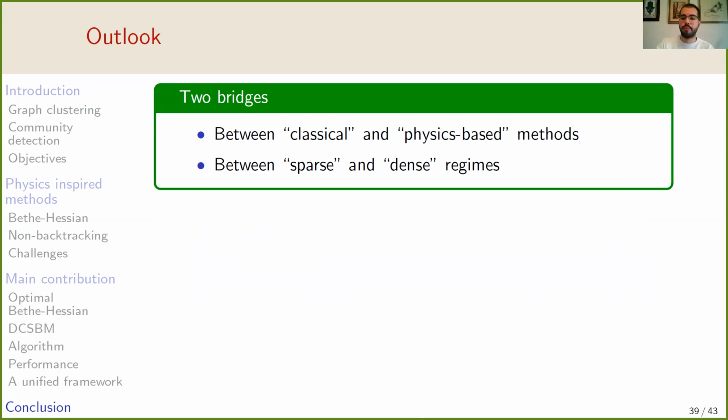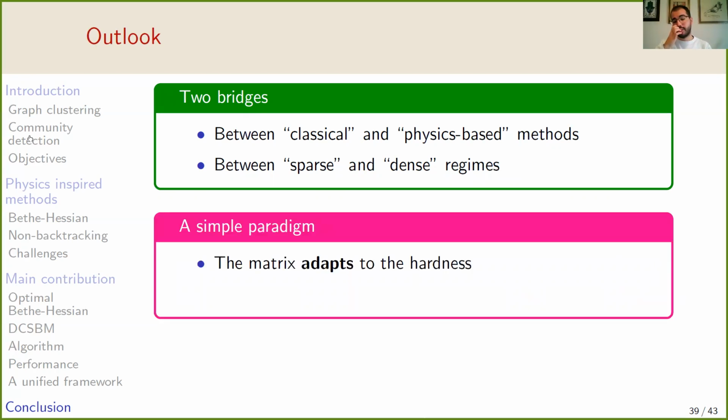We also have a simple paradigm which starts from a cost function, which we call the Hamiltonian, and generates a matrix which adapts to the hardness of the problem. And this optimal regularization is computed and not estimated. We have an intuition that comes from the DCSBM, but it is well defined for an arbitrary graph for which we can compute the zeta p.